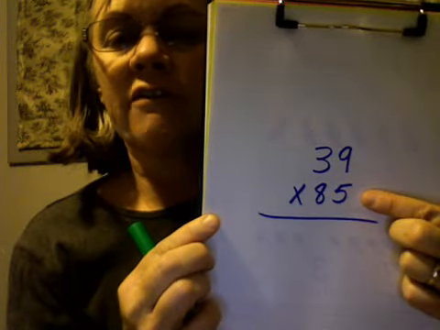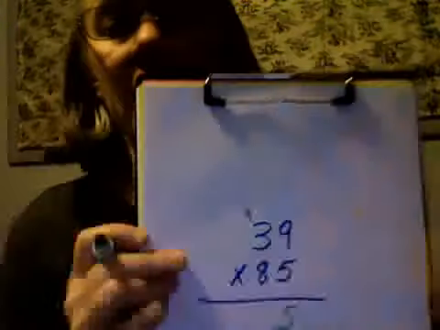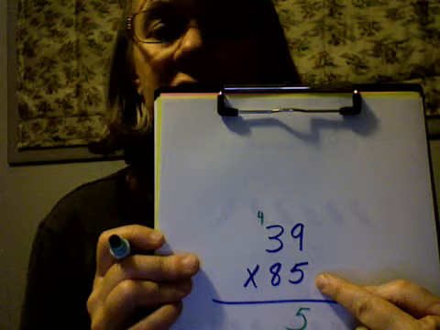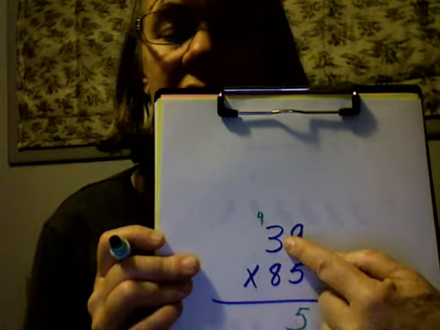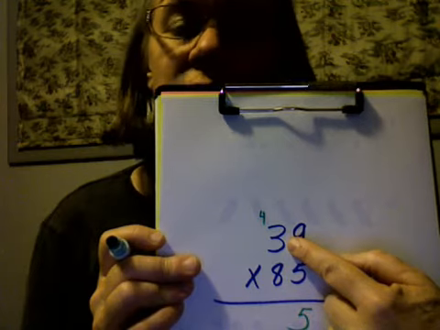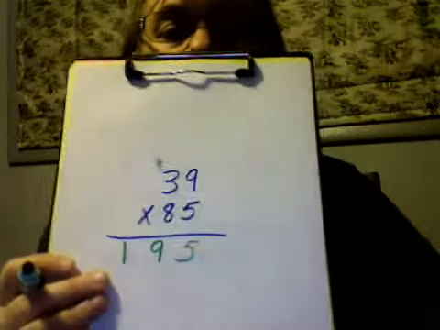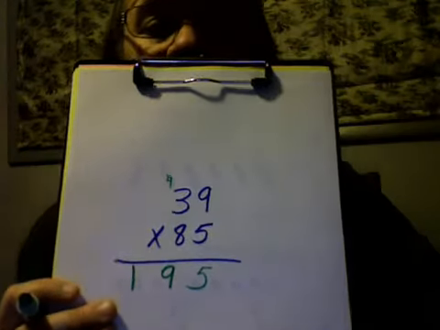First, we do 5 groups of 39. And we'll do that with regrouping. I know that 5 groups of 9 are 45. So I've regrouped. My 40 is here, regrouped in the tens column. And now we'll do 5 groups of 30, which we know to be 150, with 40 more leaves 190. 5 groups of 39 is 195.